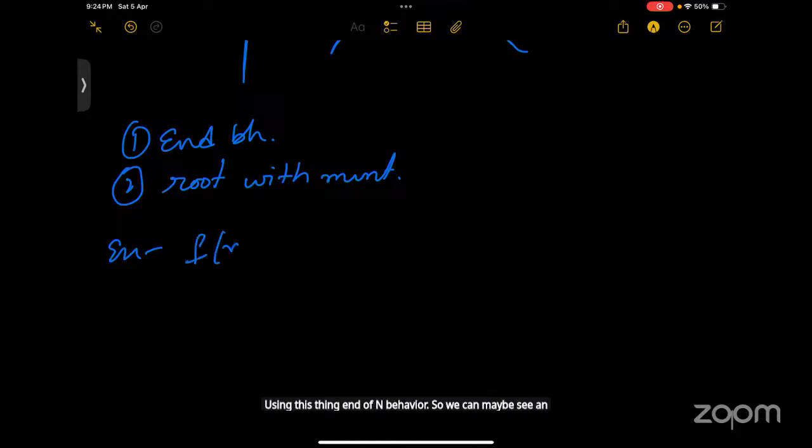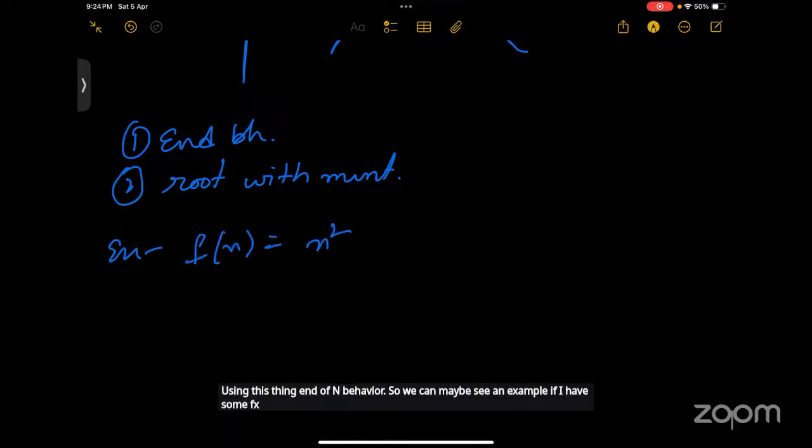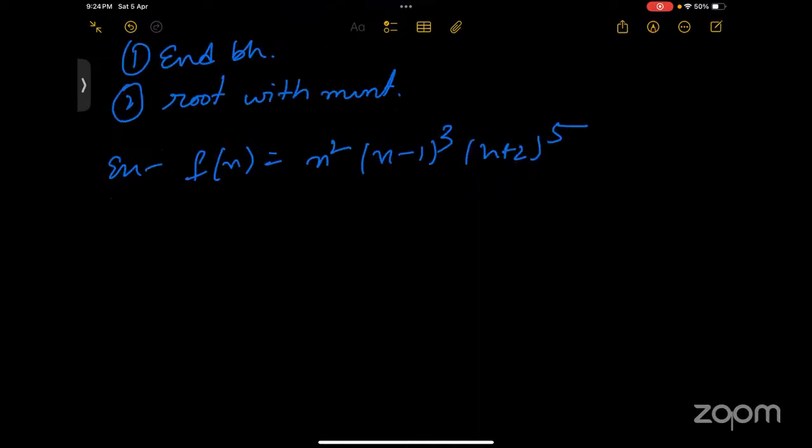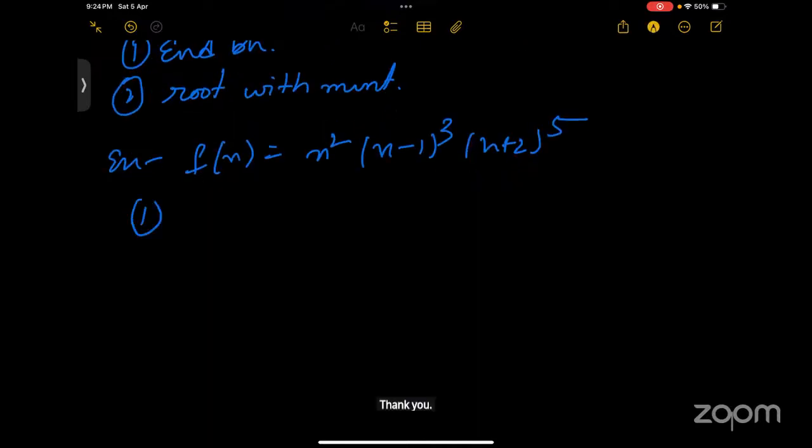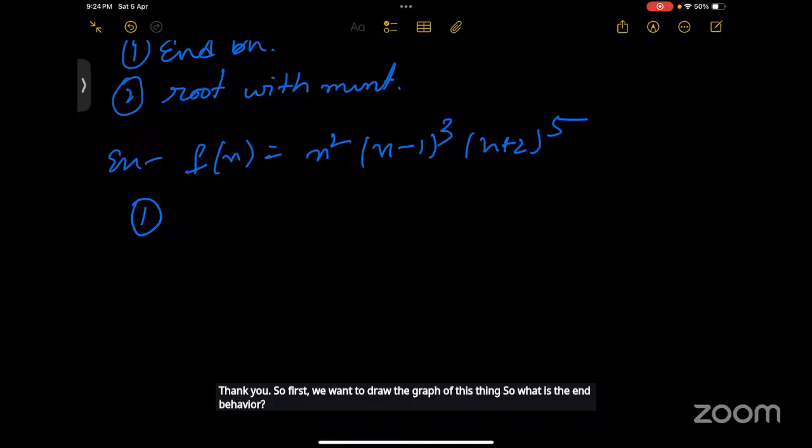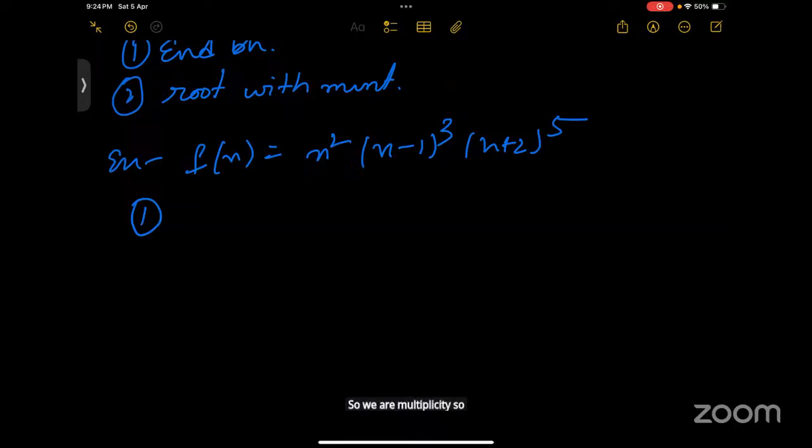If I have f(x) equals x squared, (x minus 1) cube, (x plus 2) power 5, first we want to draw the graph of this. So what is the end behavior? With the odd multiplicity, it will become like a cube graph.